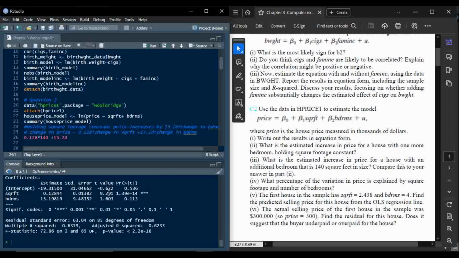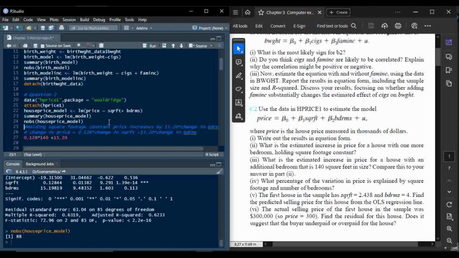In this model, the intercept is minus 19.32, the coefficient on square feet is 0.128, the coefficient on bedrooms is 15.19, and the number of observations in this model is 88. There are 88 houses in this data set, and the R squared value is 0.632. Now let's look at the second question.